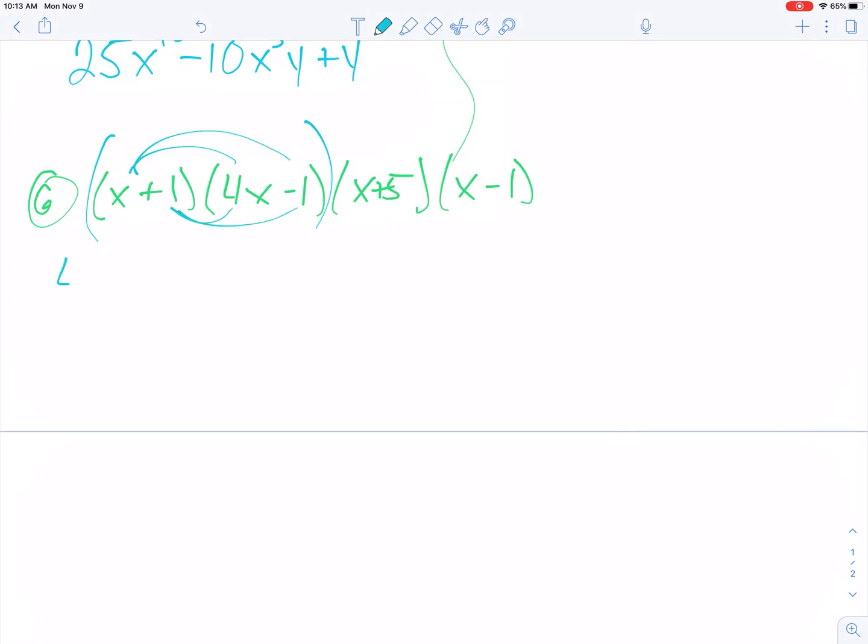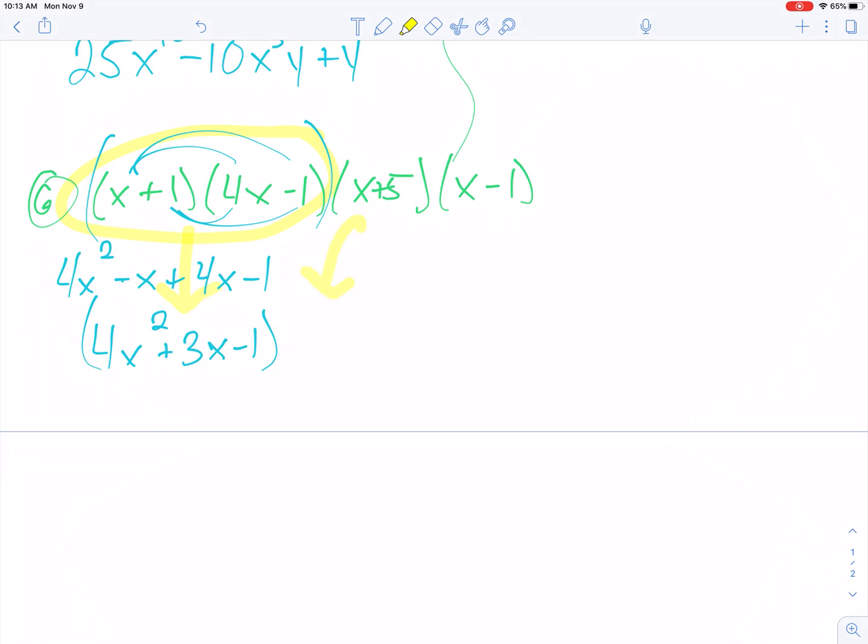That's going to be 4x squared. I'm sorry, that should be minus x plus 4x minus 1. Go ahead and combine like terms. That is the new parentheses that these two greens just became.